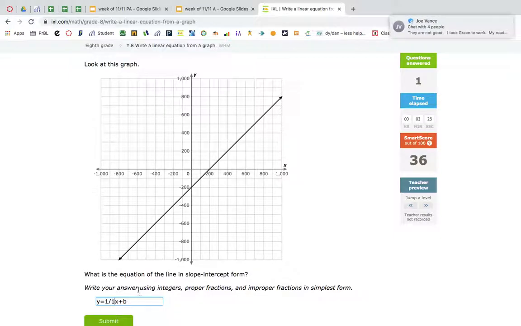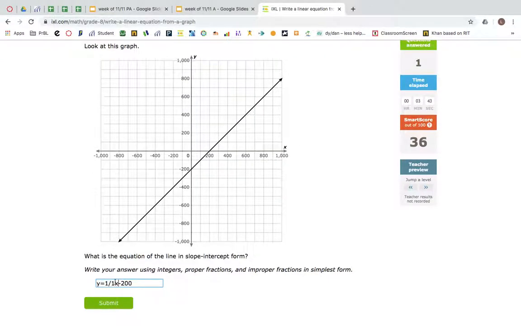Now my y-intercept, I'm looking at, here's my y-axis. And here is my line. They cross at this point right here, which is negative 200. So I can either put plus negative 200, or if you'd rather, you can just do minus 200. Either way will be accepted.